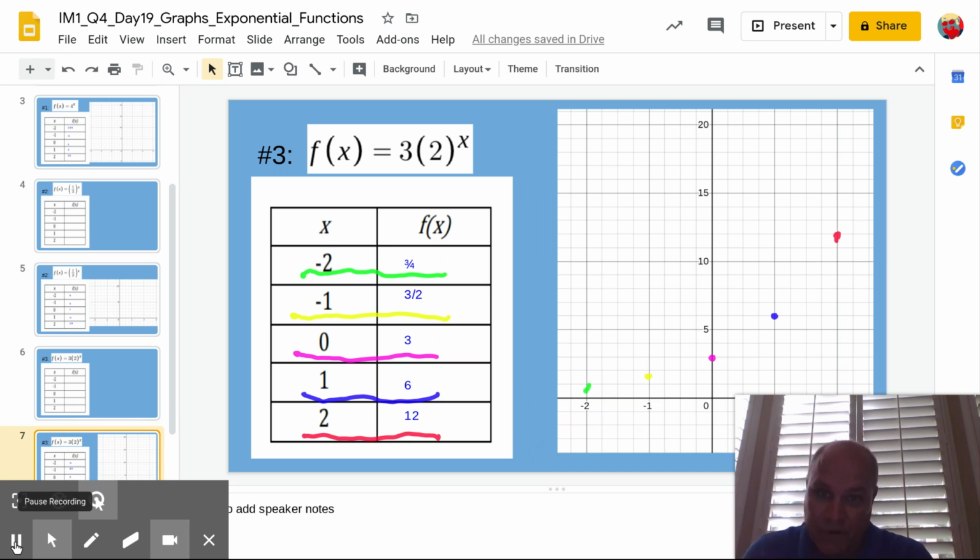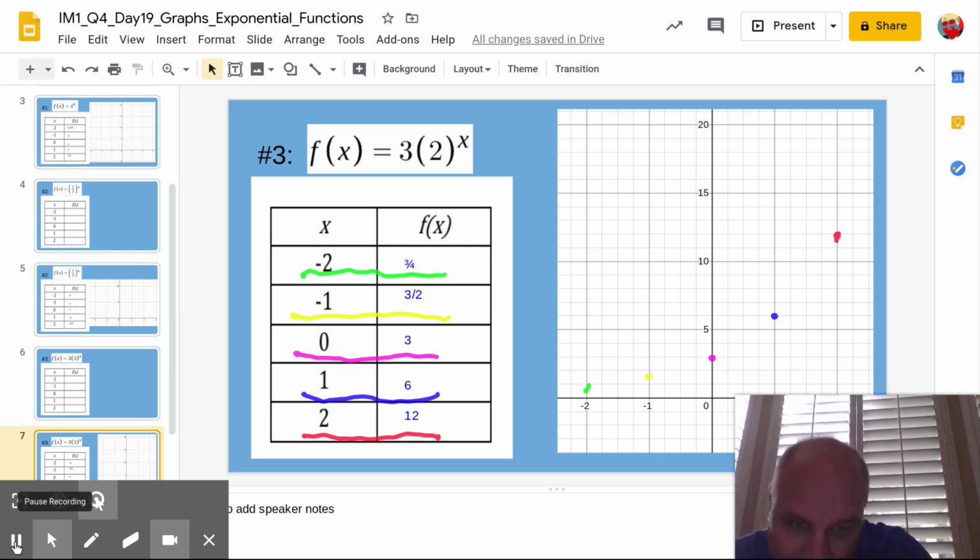So for the first one there, the green one, -2, I go left 2, 3/4 means I go up 3/4, so 3/4 of 1. So it's closer to 1 than it is to 0, and again, it's hard to be real precise there with the thickness of the pen. Then -1, 3/2 means I go left 1, up 1.5. There's my yellow point. My y-intercept 0, 3, boom, pink point. Then I go right 1 and up 6.